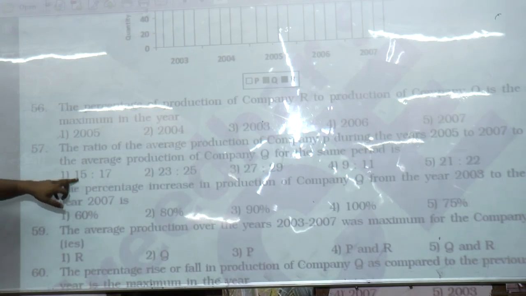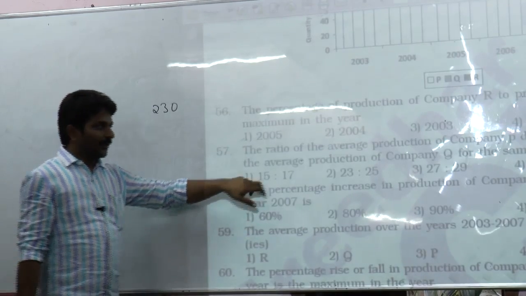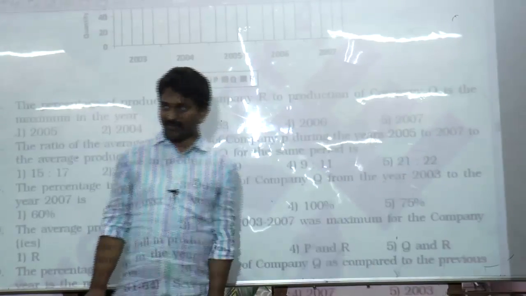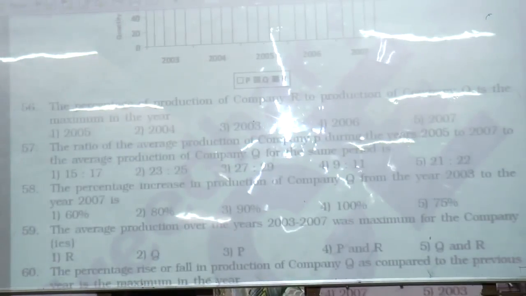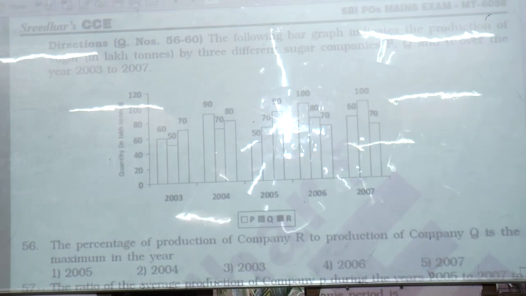Your first number should be either 230 or a factor of 230. 15 is not a factor. 23 is a factor. 27 is not a factor. 9 is not a factor. 21 is not a factor. Only one option, that's final. Or else you need to calculate for Q also. I think you will get 250. You will get 250, I think.